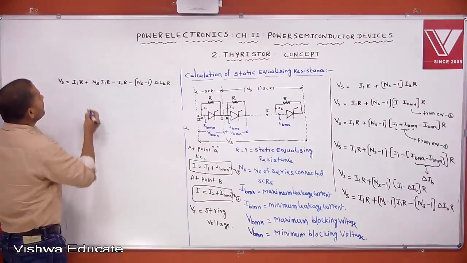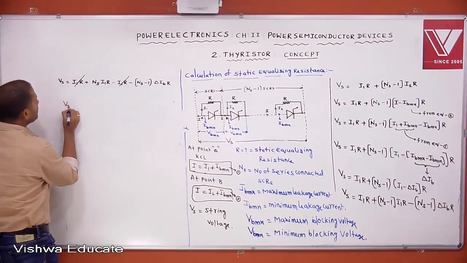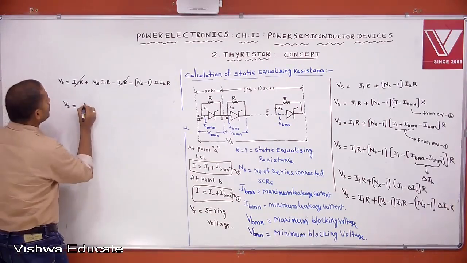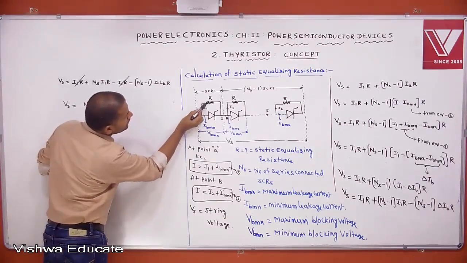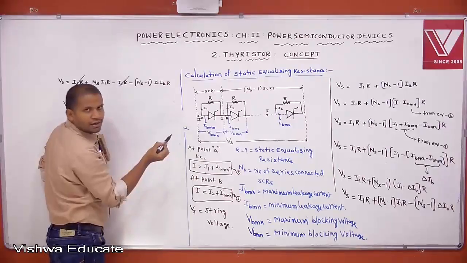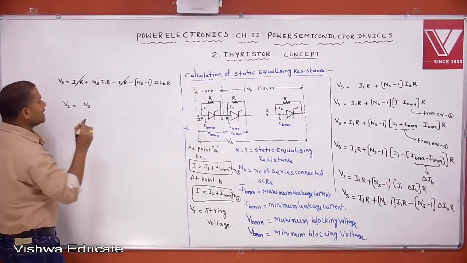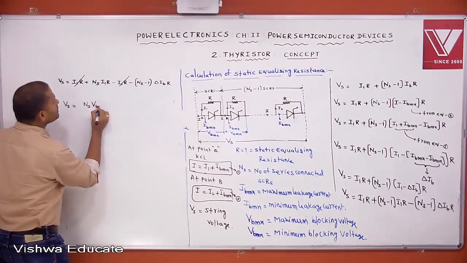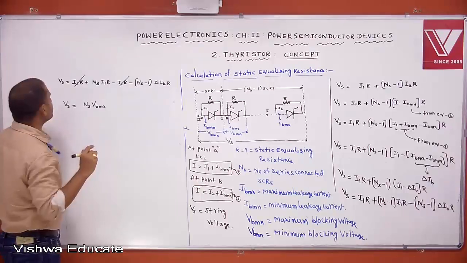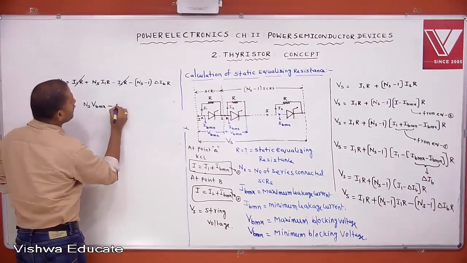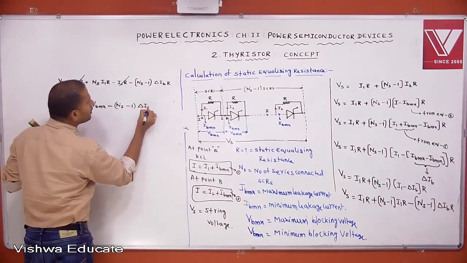Okay, then this I1 into R cancels. Then what is the total string voltage? The total string voltage equals NS into what? I1 into R means the voltage across SCR1. This is taken as VBMX, that is, the voltage across a single SCR. So it is NS into VBMX minus (NS minus 1) into delta IB into R.